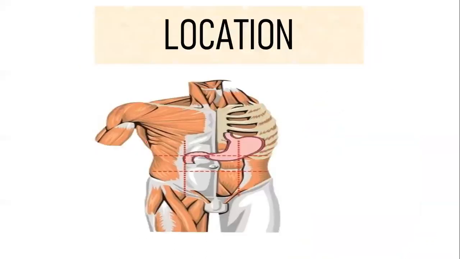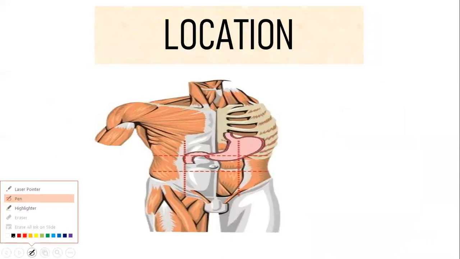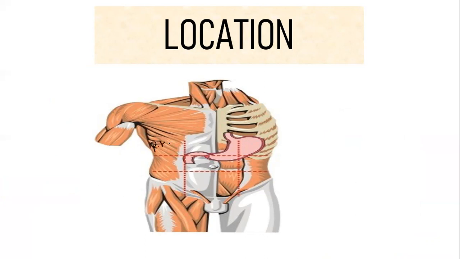So with the location, these are the 9 quadrants of the abdomen. Just to quickly note all the 9 quadrants, this is your right hypochondriac, this is left hypochondriac, right? This is right lumbar, left lumbar. This is right iliac, this is left iliac. And this one is your epigastric region. And this one is your umbilical region. And this one is your hypogastric region, right? So these are the 9 quadrants of the abdomen.